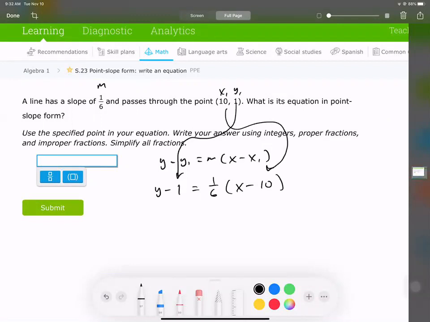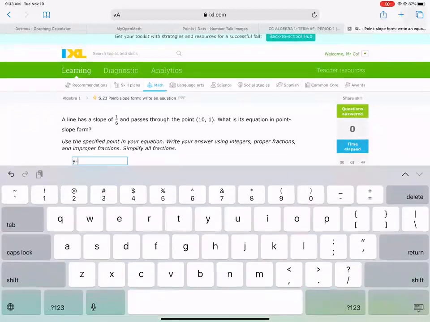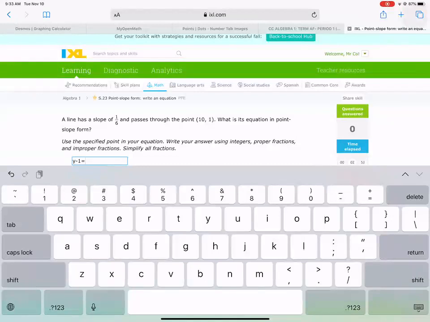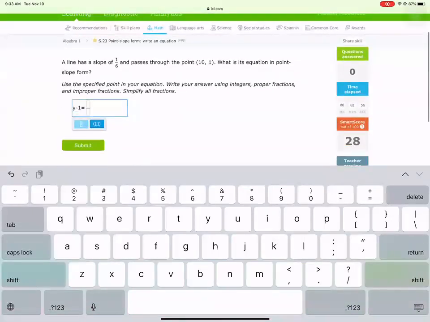We've learned 3 different styles of writing the same exact type of equations, line equations. And each of them has pros and cons, and each of them has different characteristics. Okay, let's go ahead and write this. So we're going to write y minus y, which is 1, equals, then we're going to do a fraction. We're going to write 1 over 6. Open up another parentheses. And we're going to write x minus 10.